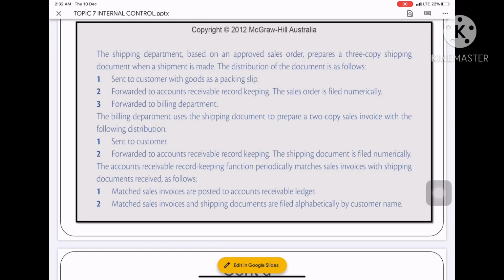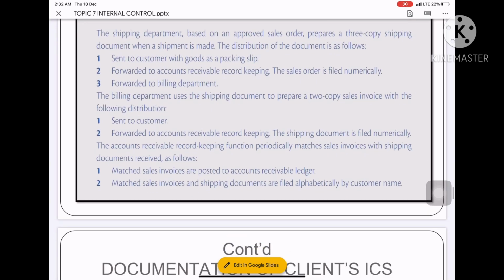Okay, so this one will be filed numerically, based on the alphabet. The third one, the accounts receivable keeping function: periodically match the sales invoice with the shipping documents received, as follows. In order to make a payment, the accounting department should match the sales invoice, meaning the amount charged to the customer and posted to the receivable ledger. And number 2, you have to match the invoice and shipping documents, and they are filed alphabetically by the customer's name.